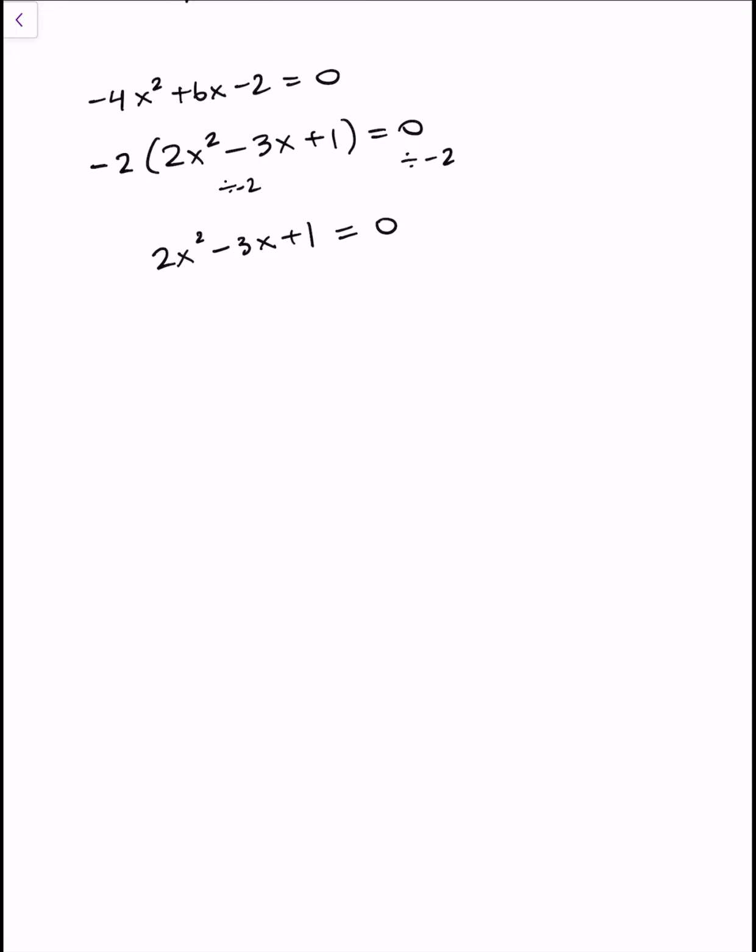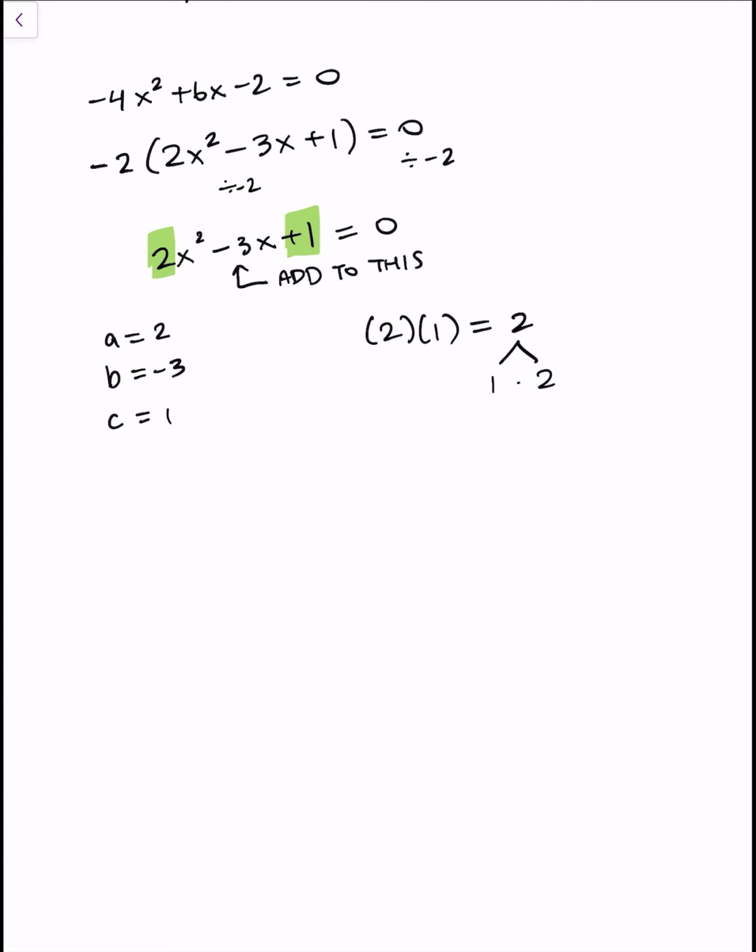Now let's do what we have done for the previous examples. So a equals 2, b equals negative 3, c equals 1, and then we want to multiply a times c. So 2 times 1 equals 2. We want to find two numbers that multiply to 2 and add to negative 3, which is b. So I would start with 1 times 2. Those values add up to positive 3. We need them to add to negative 3, so now I'm going to try out the negative values. So negative 1 times negative 2 equals 2. But when you add those values together, we get negative 3. So that works. So we're going to go with those two quantities.